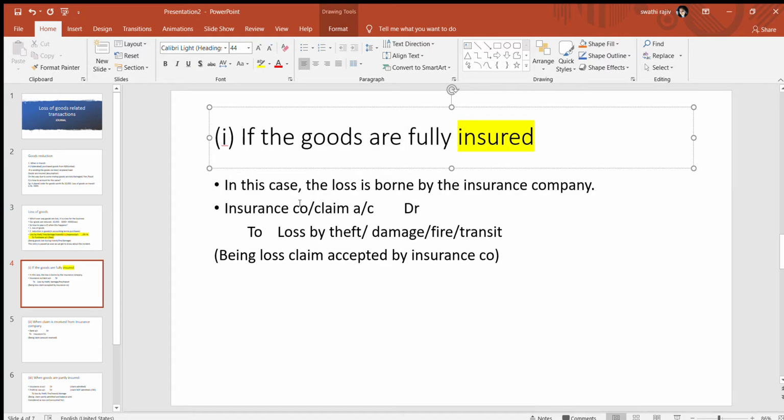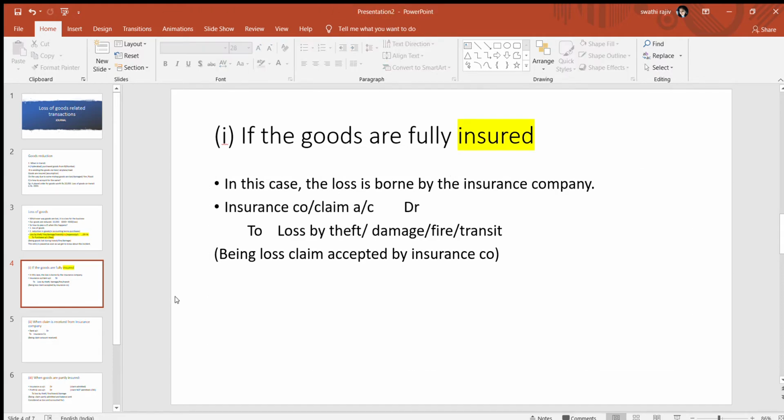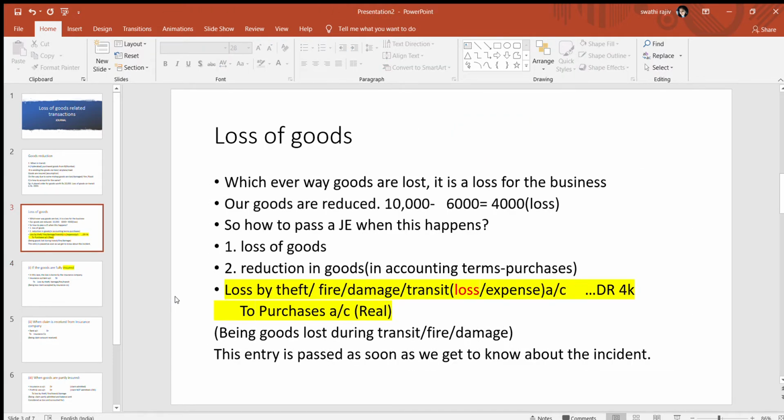Right now we said that it is actually a business loss, and that is the reason why we are debiting loss by theft, fire, damage, transit, etc. It is a business loss. But if your goods are fully insured, it ceases to be an expense for the firm.